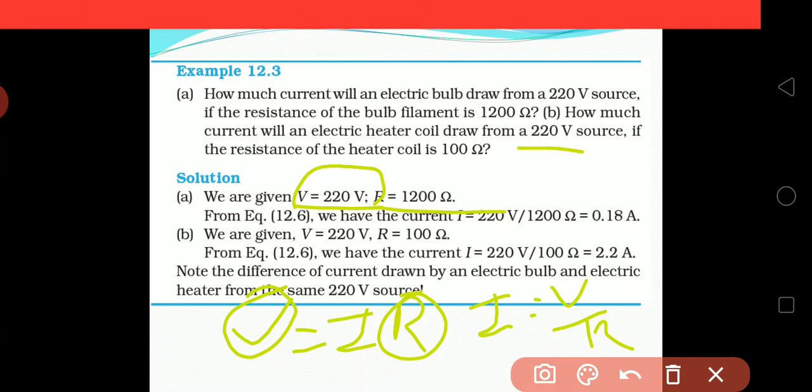In the same way, for the second one: how much current will an electric heated coil draw from a 220 volt source if the resistance of the heater coil is 100 ohm? For that we take I is equal to V upon R. Here we will get 2.2, because our potential difference V is 220 volt and the resistance is 100 ohm. So our current will be 2.2 ampere.